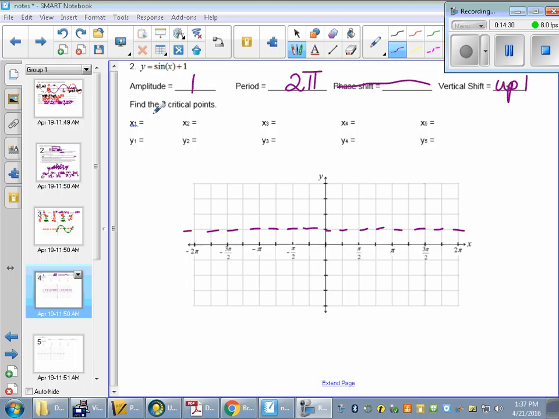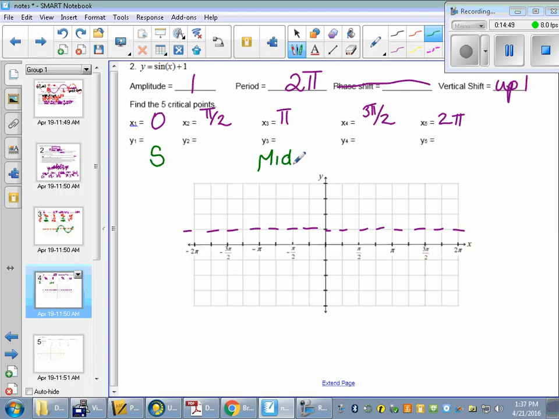All right, let's fill in all of our x values. We know these are the same as the last ones. So I said for math 3, they will be the same. All right, let's fill in our y values. Start, middle, and end all have the same y value, and they're the same as your midline. Your midline's up at 1. So they're all at 1. Let's plot those points and make sure they're in the right spot. They are on this dotted line. 0, 1, pi, 1, and 2 pi, 1.